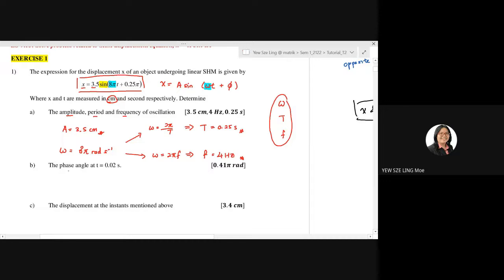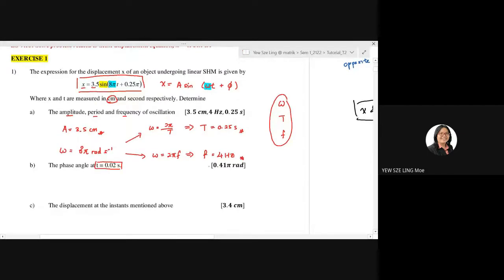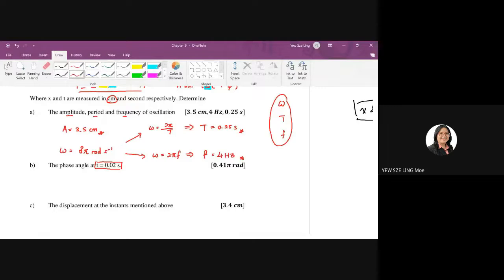Next, the phase angle at time t equals 0.02 second. So what am I going to do right now? Whenever you are given a question like this, basically you just substitute the value into the equation. You are given t equals 0.02 second. Now, if you look at the equation again, which part of the equation represents phase angle?